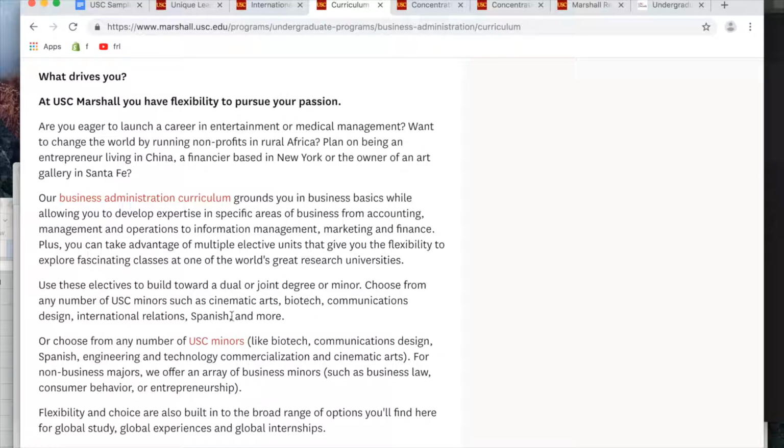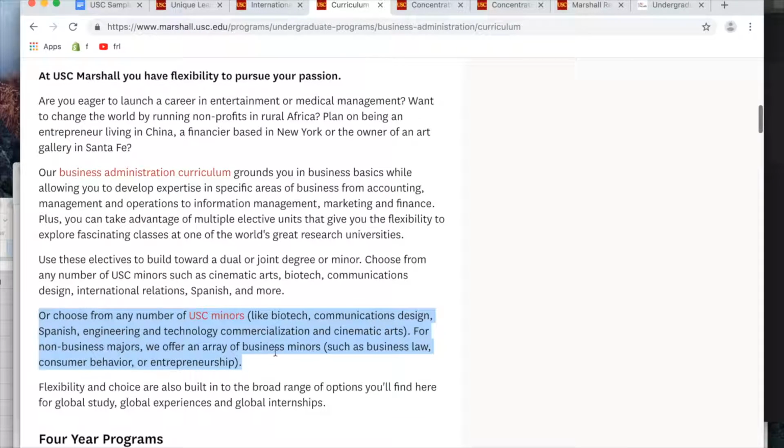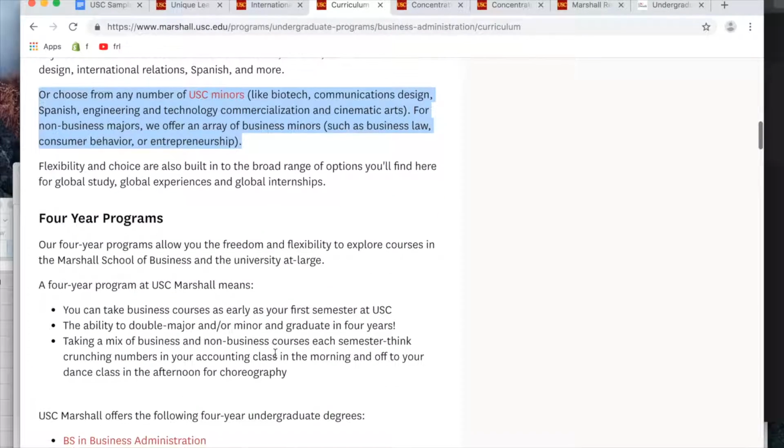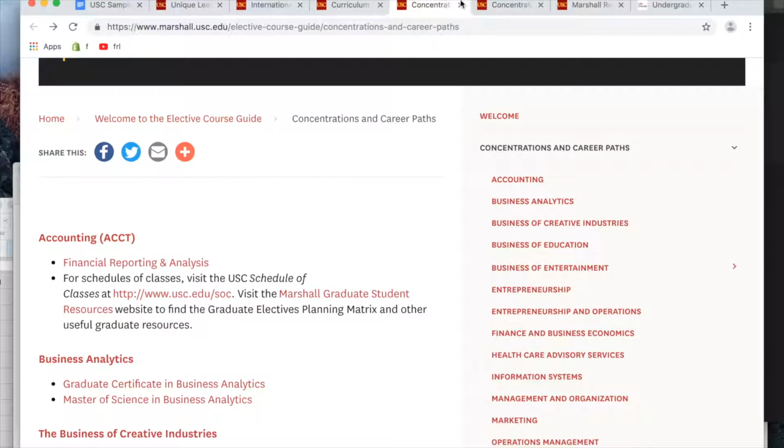And also, Marshall has minors, so you can combine the major and the minor together, and also figure out how it links to the goal that you want to pursue. That will be a very important step to do.